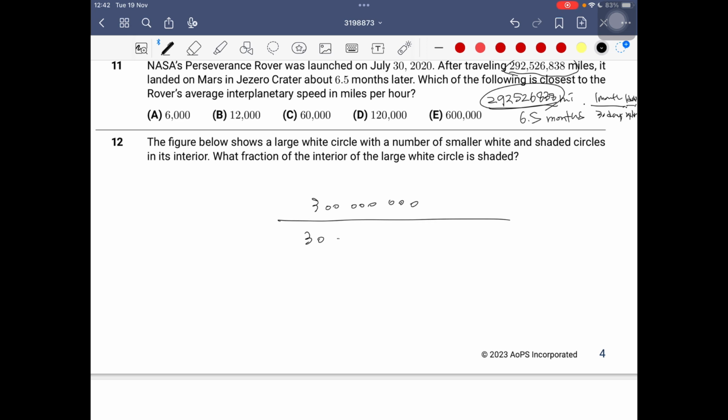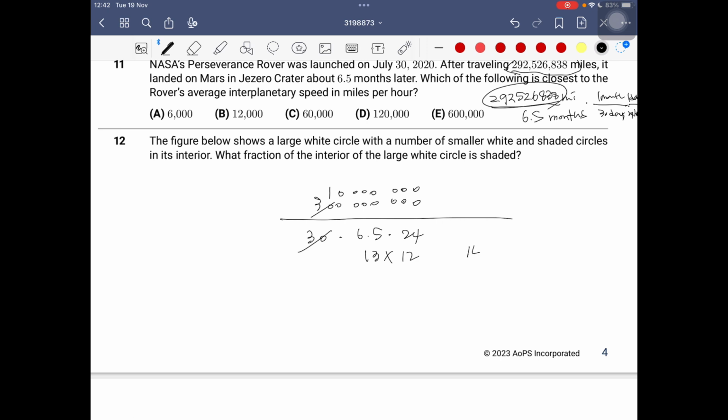So let's say 300000000, and we have 30, 6.5, and 24. So 30. And now we have like this, and 13 times 12. So let's say this is 144, 12, 156, something like that. But let's make it 160 or 150. 160, let's say. 5, 80, 6, 96, 40, and 2, blah, blah, blah.